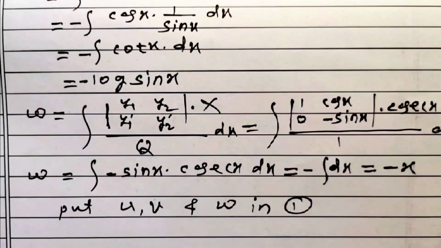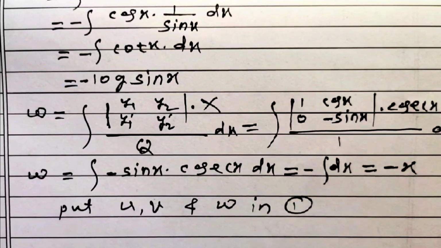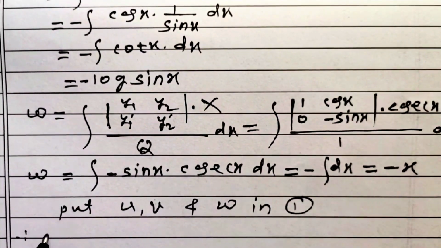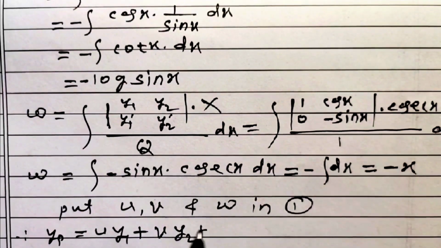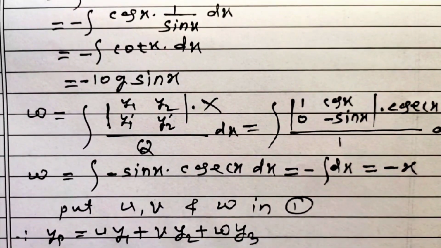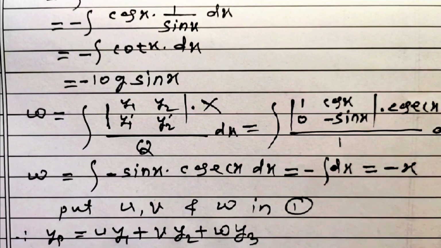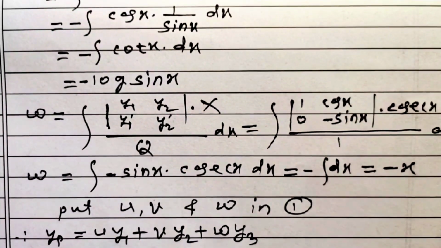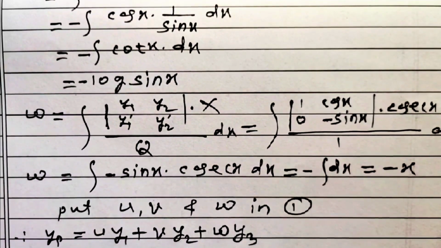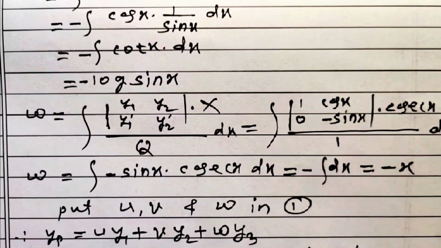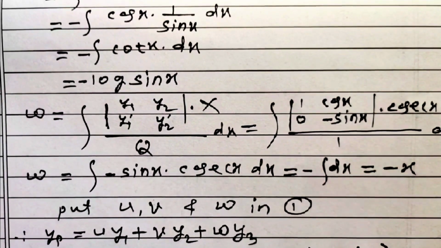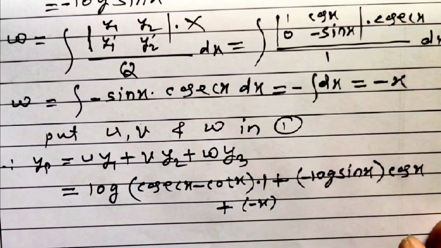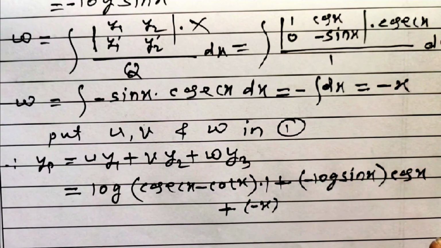Now put u, v and w in yp. You know yp is equal to uy1 plus vy2 plus wy3. So this is equal to u, which is logarithm of cosec x minus cot x, and y1 is 1, plus v, which is minus log sin x, into y2, where y2 is cos x, plus w, which is minus x, into y3, substituting u, v, w in yp.